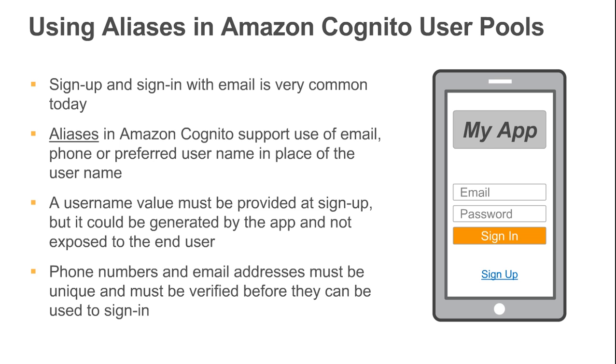And it's important that when you use an attribute as an alias, that attribute must be unique. So if you're using email address, for example, as an alias, it must be unique across all your users as it's part of the authentication. We couldn't have more than one user with that same email address.